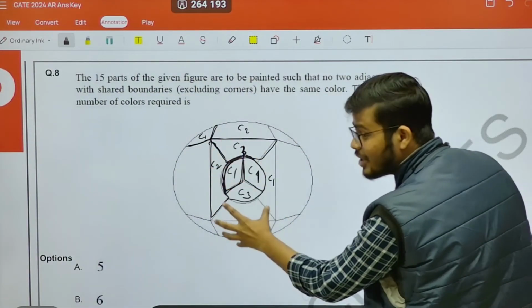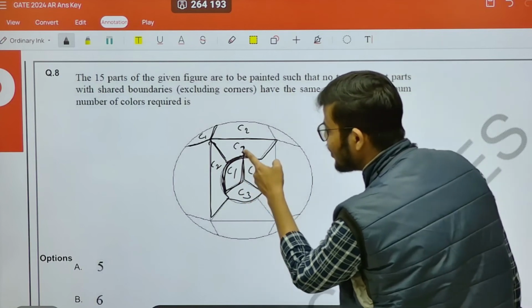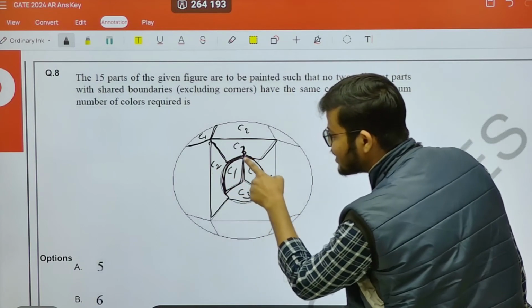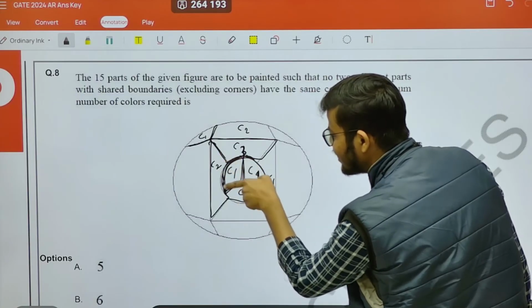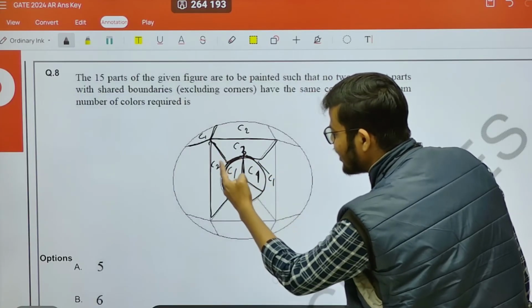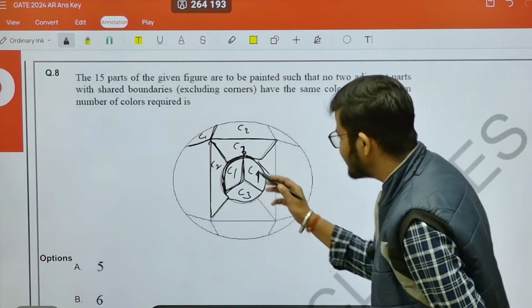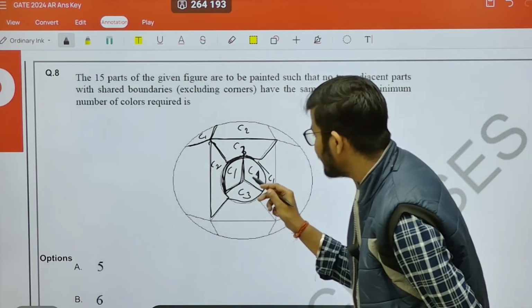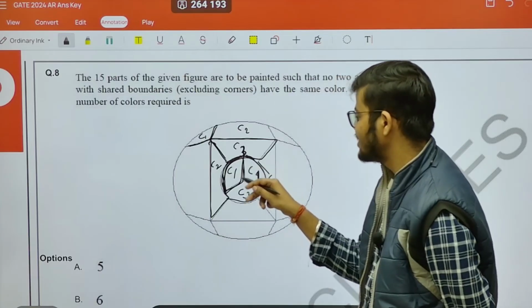Now this was the complex part of this question. Suppose if you are keeping it C3, so this will be C2, and here 4 sides are common. This side and this side and this side, along with this and this side. So if this is going to be C3, this would be C2, this would be C1, and for this, you cannot keep C1 here because this is the shared boundary.